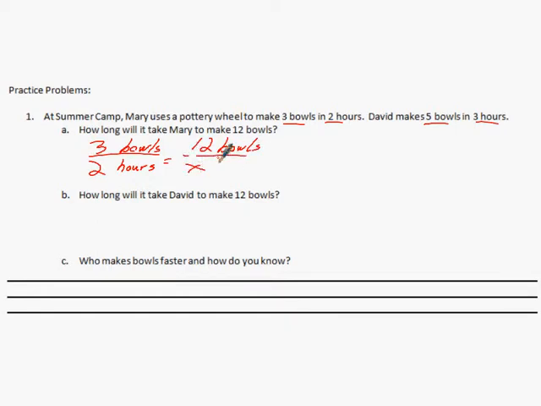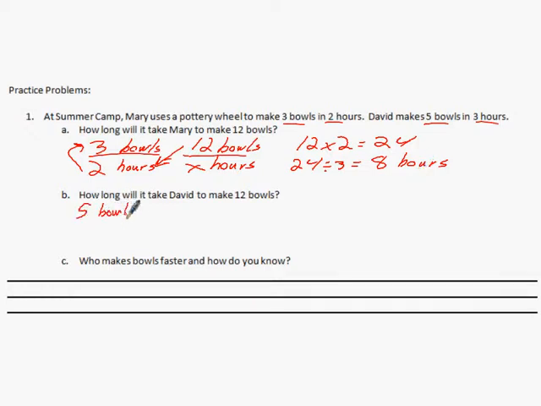So X hours. Cross multiply and divide. 12 times 2 is 24. Divide by 3. 24 divided by 3 is 8 hours. 8 hours. B. David makes 5 bowls in 3 hours.